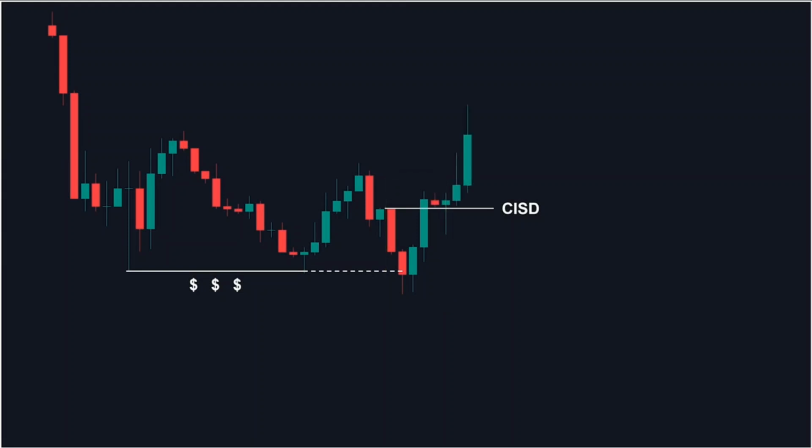Once this liquidity is taken out, the price is more likely to reverse in the opposite direction, making it an ideal condition for a CISD pattern to form. This is a strong signal that the market has gathered enough momentum for the reversal, increasing the validity of the setup.